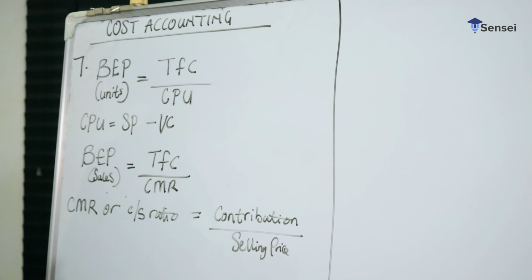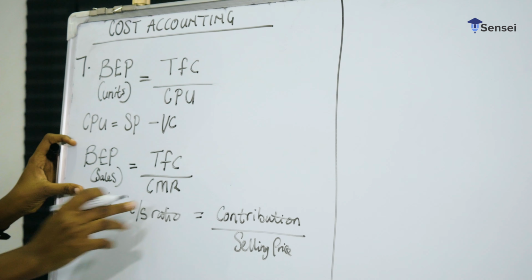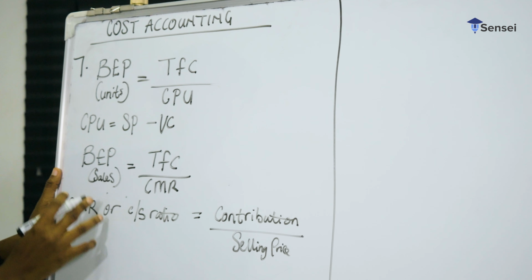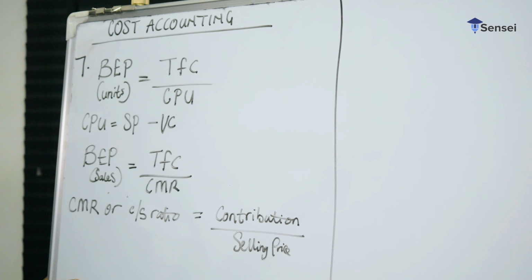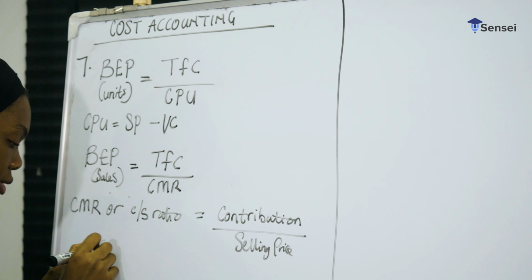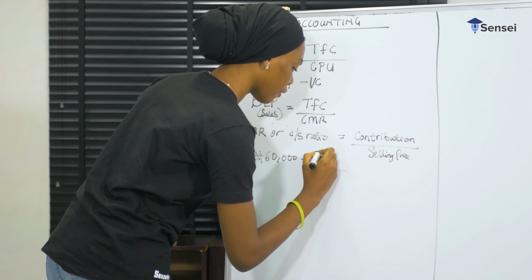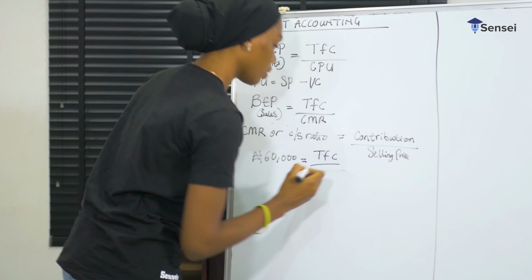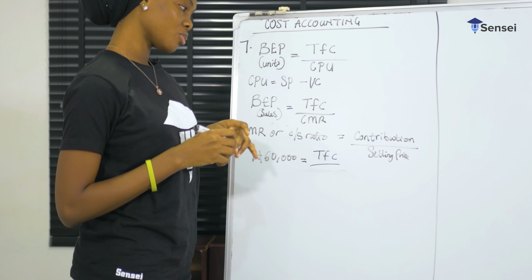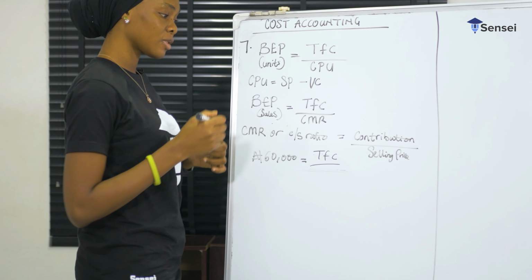We're asked to calculate the company's fixed cost for the period. In this question, we're given the break-even sales, so we're using this formula, BEP in sales. They already told us that BEP in sales is 60,000 naira. We're asked to calculate the total fixed cost, so the total fixed cost will remain. CMR is our contribution to sales ratio, and we're given in this question that it is 50%.